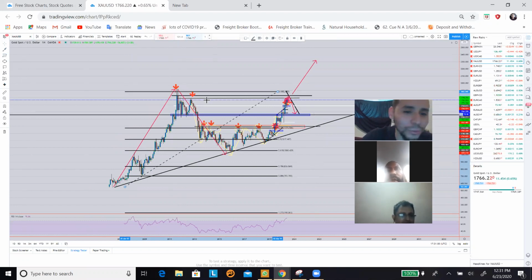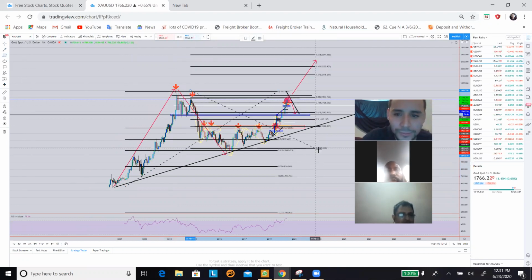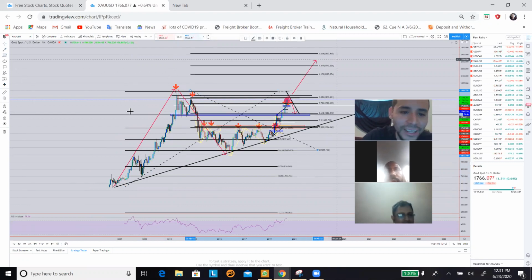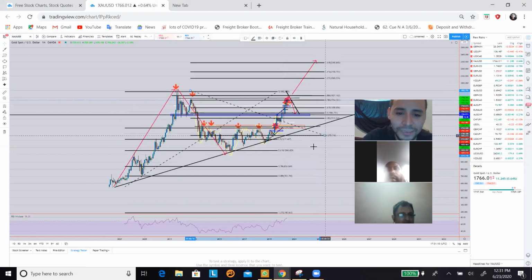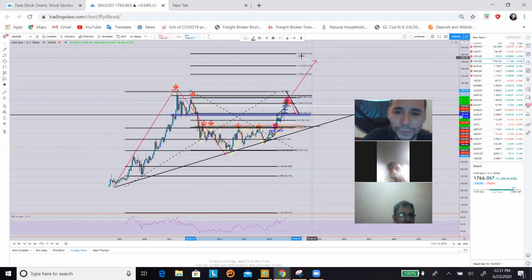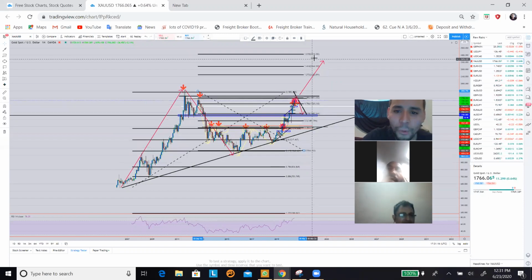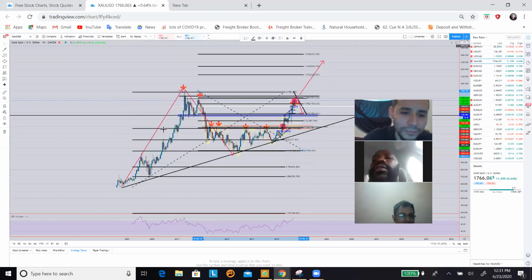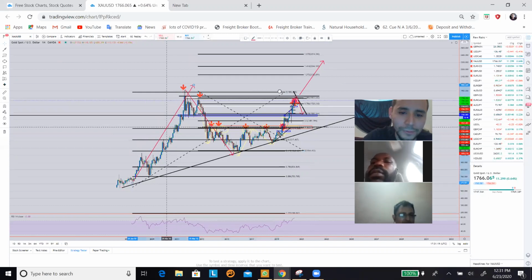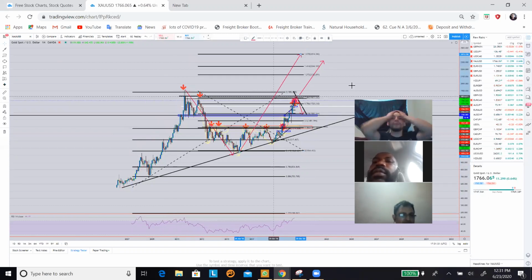61.8 on that gold. 61 what? 61.8, targeting 60. Percentage wise, it is the 0.618 retracement. Targets all the way up to 1.618, which is the initial target. Oh my goodness. Wow.